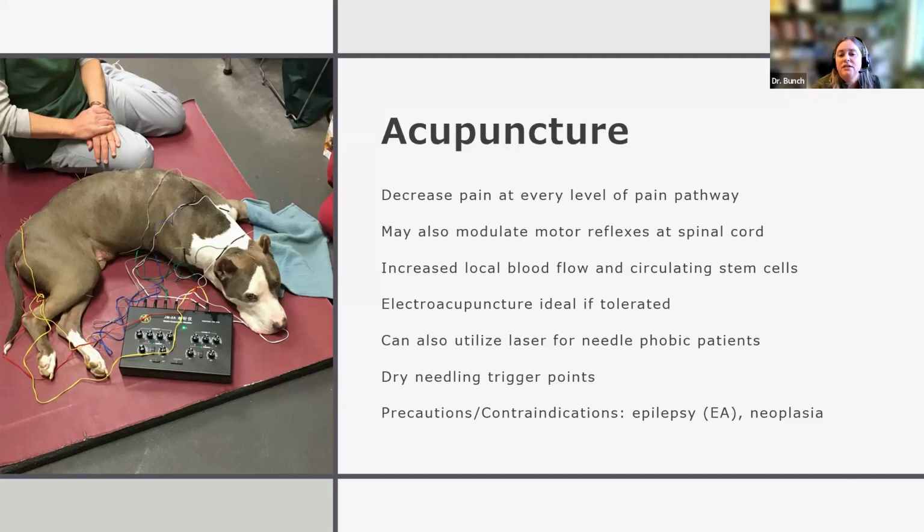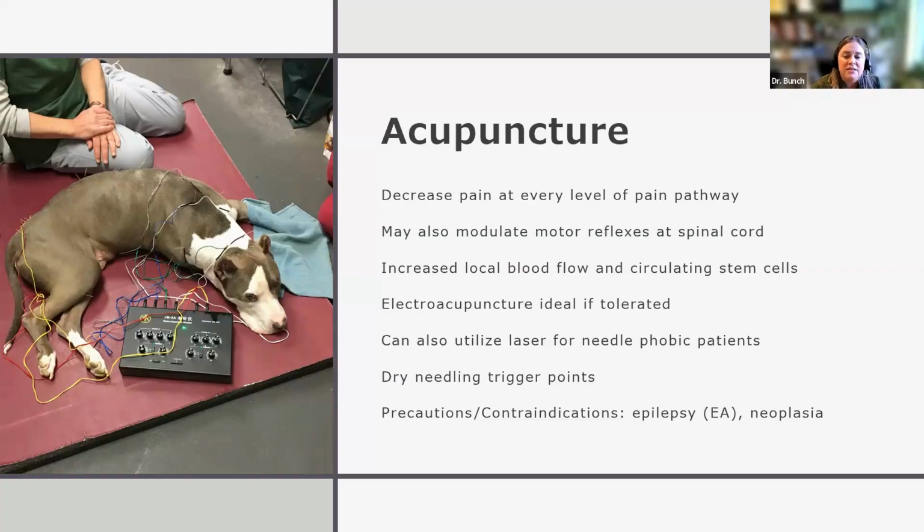Ideally, as long as you're not dealing with an epileptic patient, you would use electroacupuncture just for a stronger, longer effect. And we've seen more evidence to support using electroacupuncture if you can, if they'll tolerate it, and you don't have contraindications. I have also lasered acupuncture points in needle phobic patients. I don't know that it's as effective, but at least it is something we can do. And then we can also dry needle or treat those trigger points with our acupuncture. And this could be painful in some patients, so sedation may be needed, but it's another option.